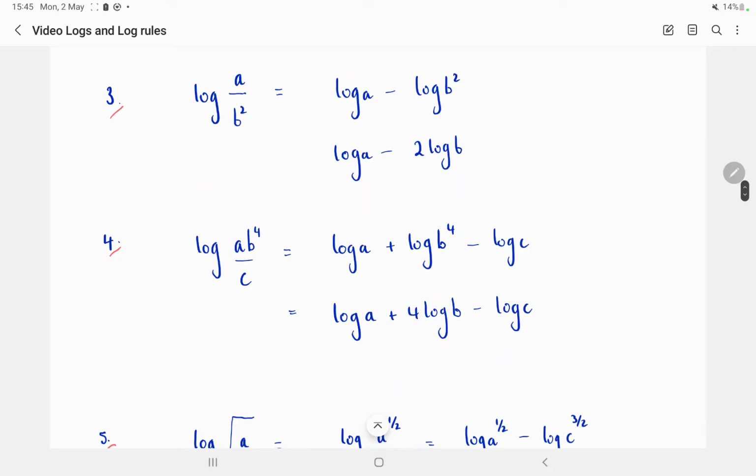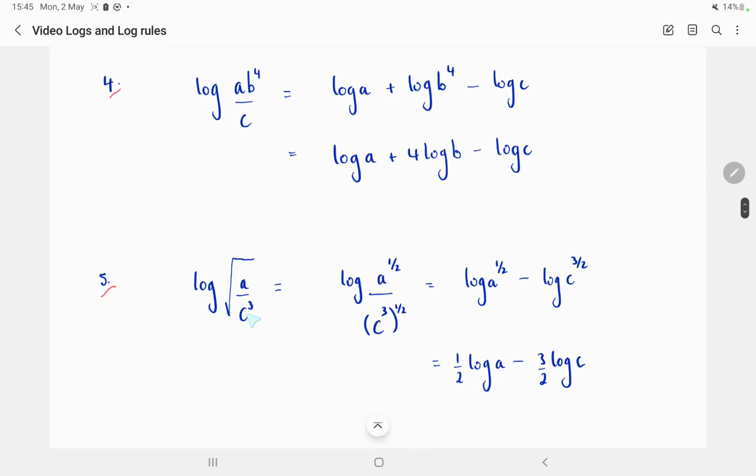The fourth one, I have an a, b, and a c. We'll come back to what this power of 4 is going to do, but because I have 3 letters here, I'm going to have 3 logs. The a and the b are going to be an addition of logs. And because we're dividing by c here, I'm going to have a subtraction of log c. So it's going to be log a plus log b to the power of 4, subtract log c, and then this middle log can be rewritten as 4 log b.